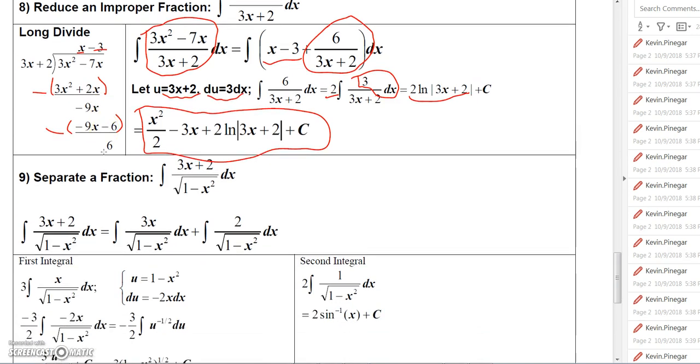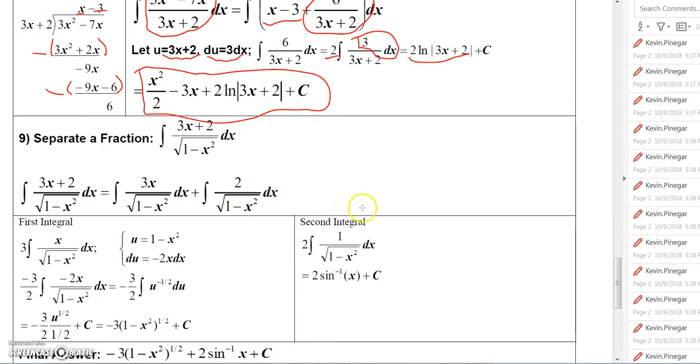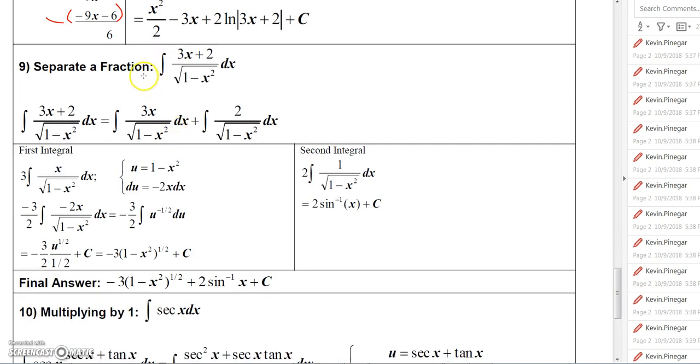Okay, so now the next thing I'm going to show you is how to separate a fraction. We're going to take the 3x over the square root of 1 minus x squared plus 2, and write it as 3x over the square root of 1 minus x squared plus 2 over the square root of 1 minus x squared. So I can break this up into the integral of 3x over the square root of 1 minus x squared dx plus the integral of 2 over the square root of 1 minus x squared dx.